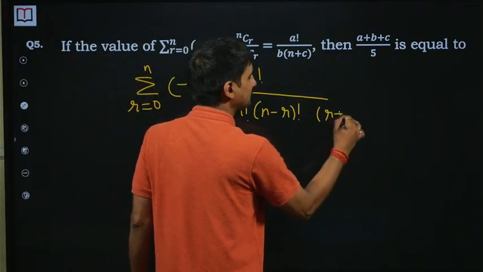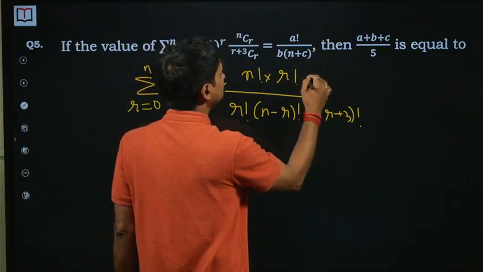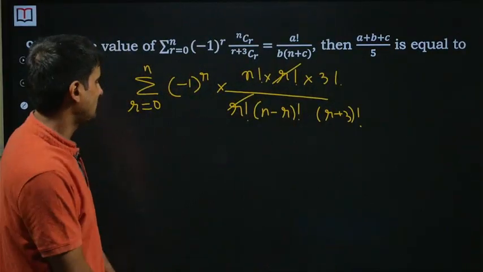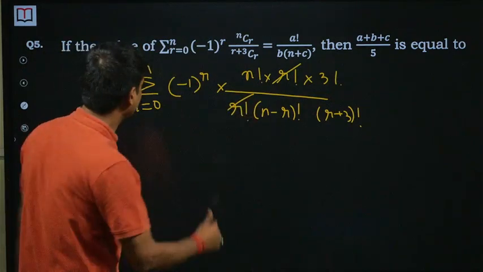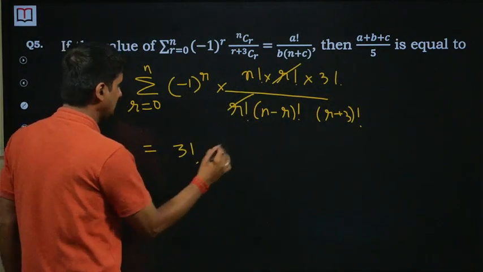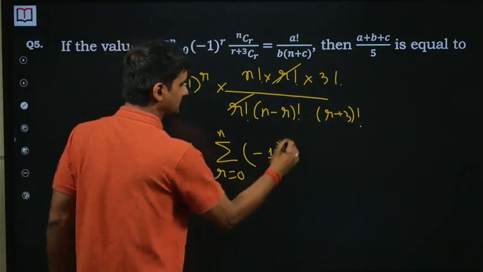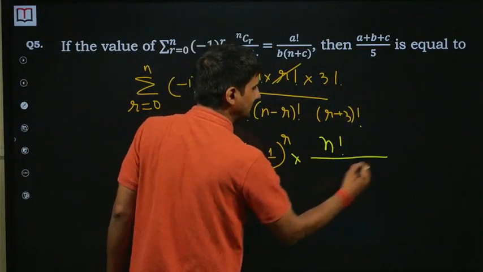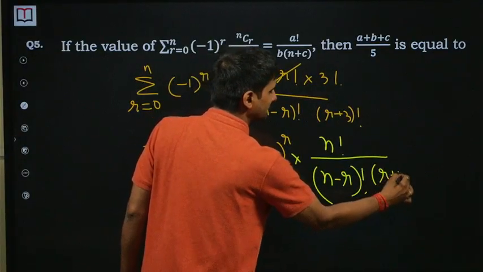So you get r plus 3 factorial into r factorial into 3 factorial. That's gone, that's gone, that's gone. Okay, 3 factorial is a constant, we'll take it out. r goes from 0 to n minus 1 raised to the power r into n factorial upon n minus r factorial into r plus 3 factorial.